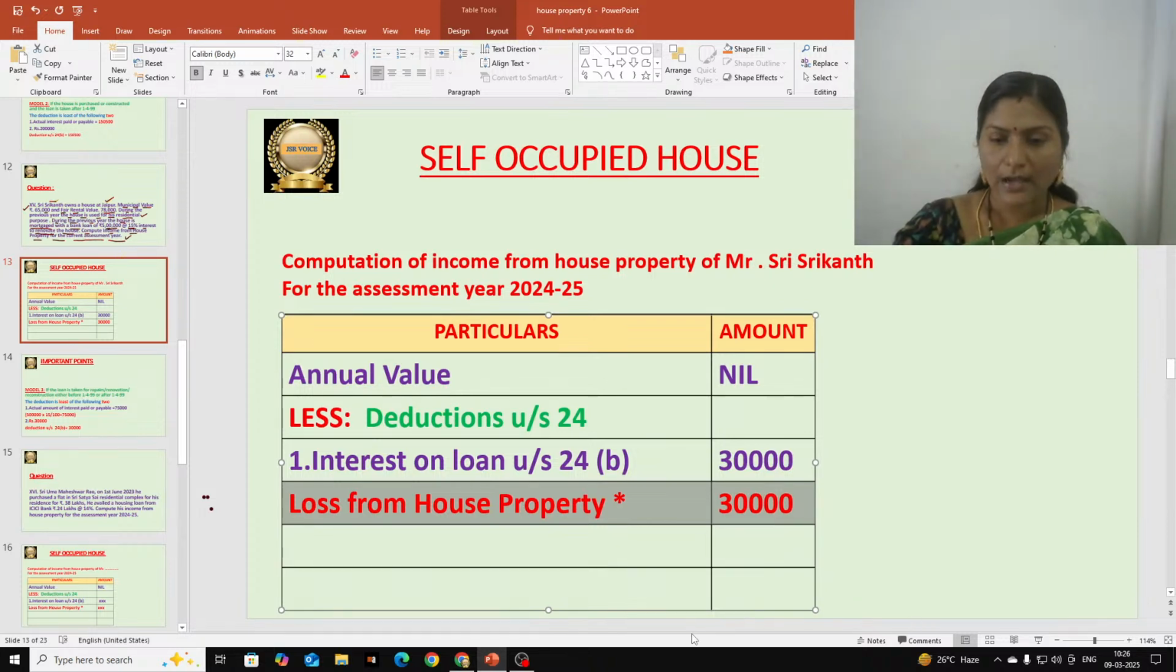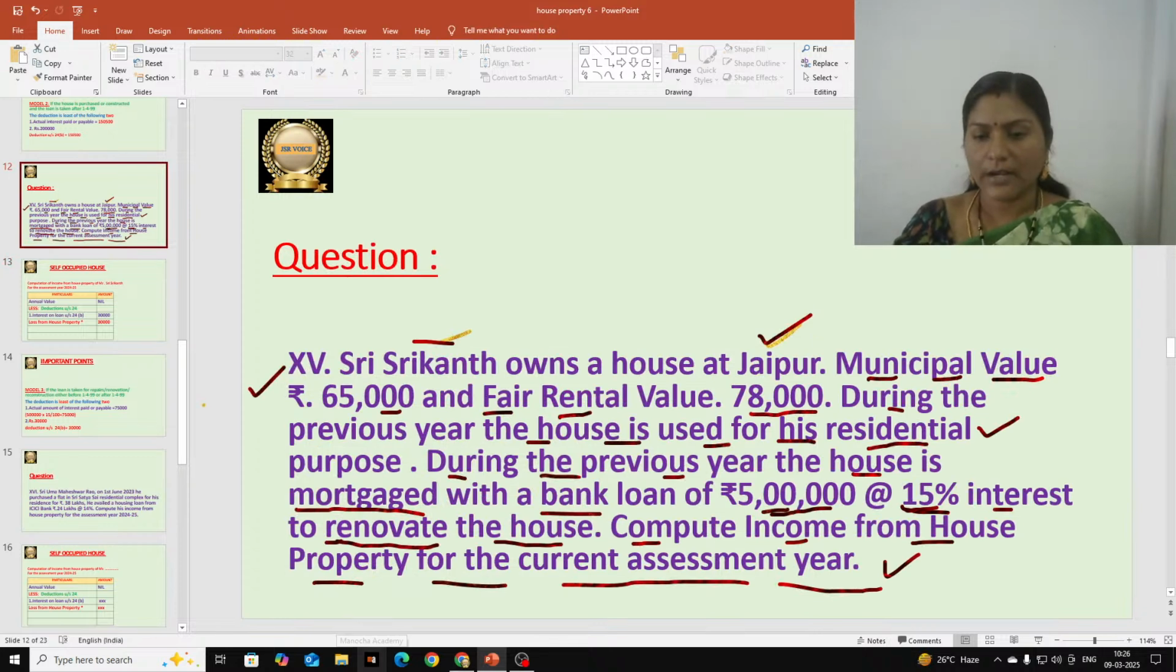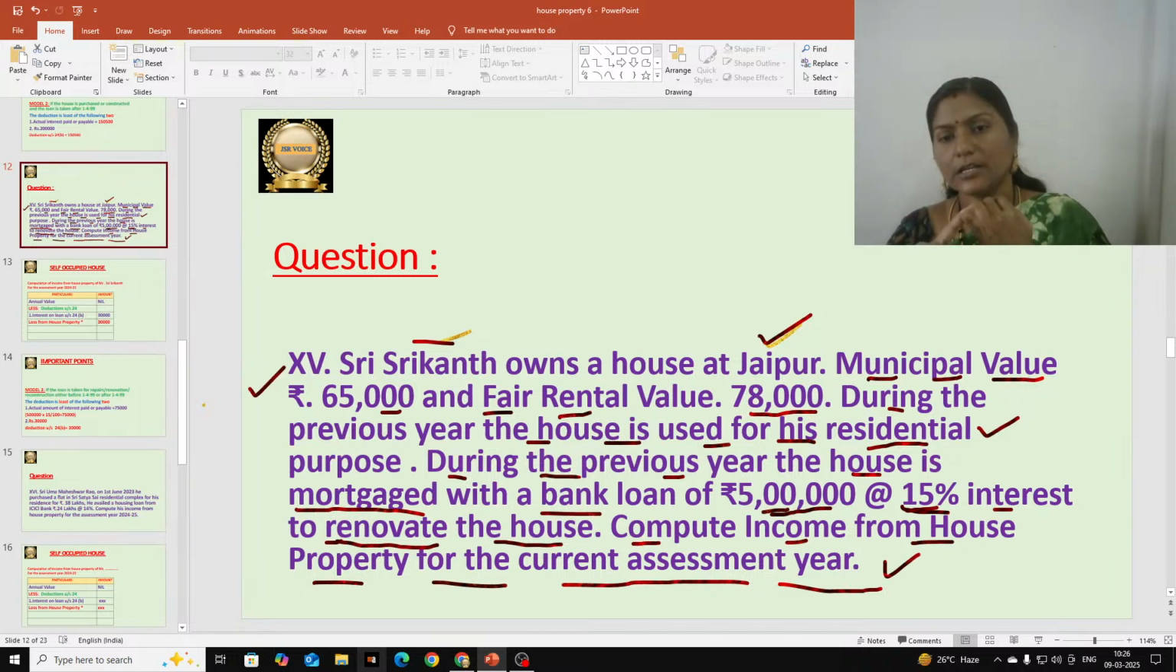Hope this is clear. I will show the solution, question and working notes. You can see that once for this problem. So this is the question that we discussed for a self-occupied house. In the question, what you have to notice in case of self-occupied houses is the name of the assessee, when the house is purchased, and whether interest on loan is given or not given. If it is given, why the loan was taken and when the loan was taken. These points are very, very important. The remaining you can ignore. They give it, but we should ignore that.